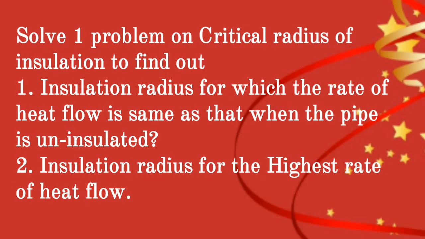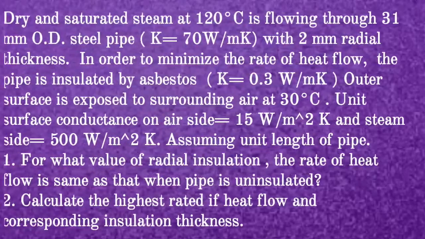Solve one problem on critical radius of insulation to find out, first, the insulation radius for which the rate of heat flow is the same as that when the pipe is uninsulated. Second, the insulation radius for the highest rate of heat flow. Now we will read the given question.